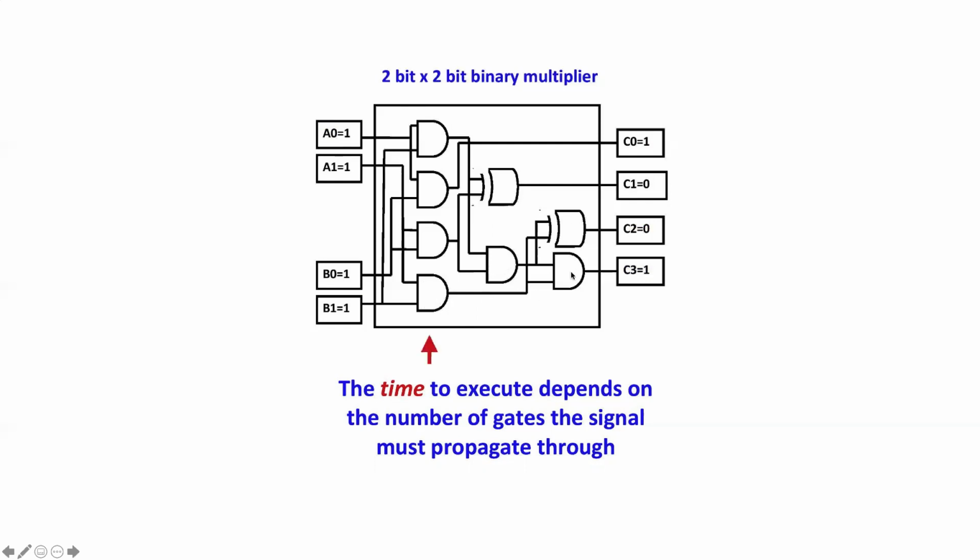So the execution time really depends on how long it takes the result of this computation to propagate through, well, in this case, the 3 layers of gates we have in the circuit. So the execution time is dependent upon the depth of the circuit.